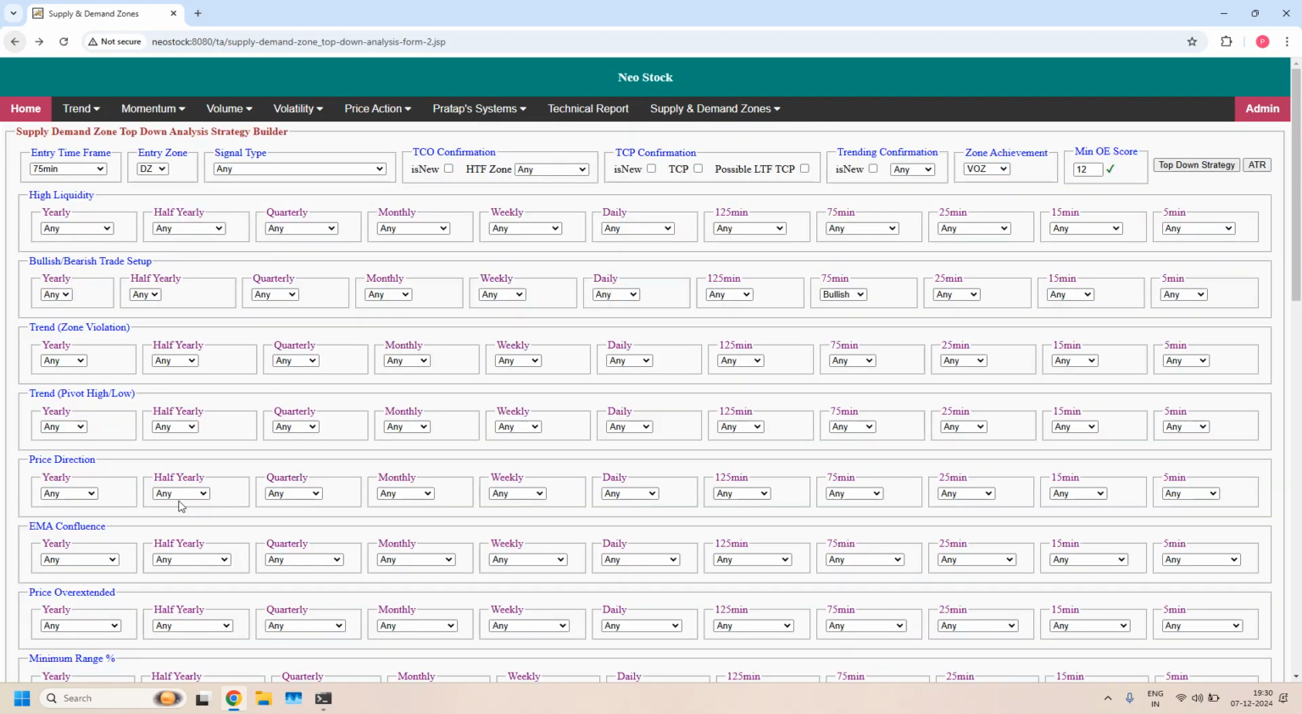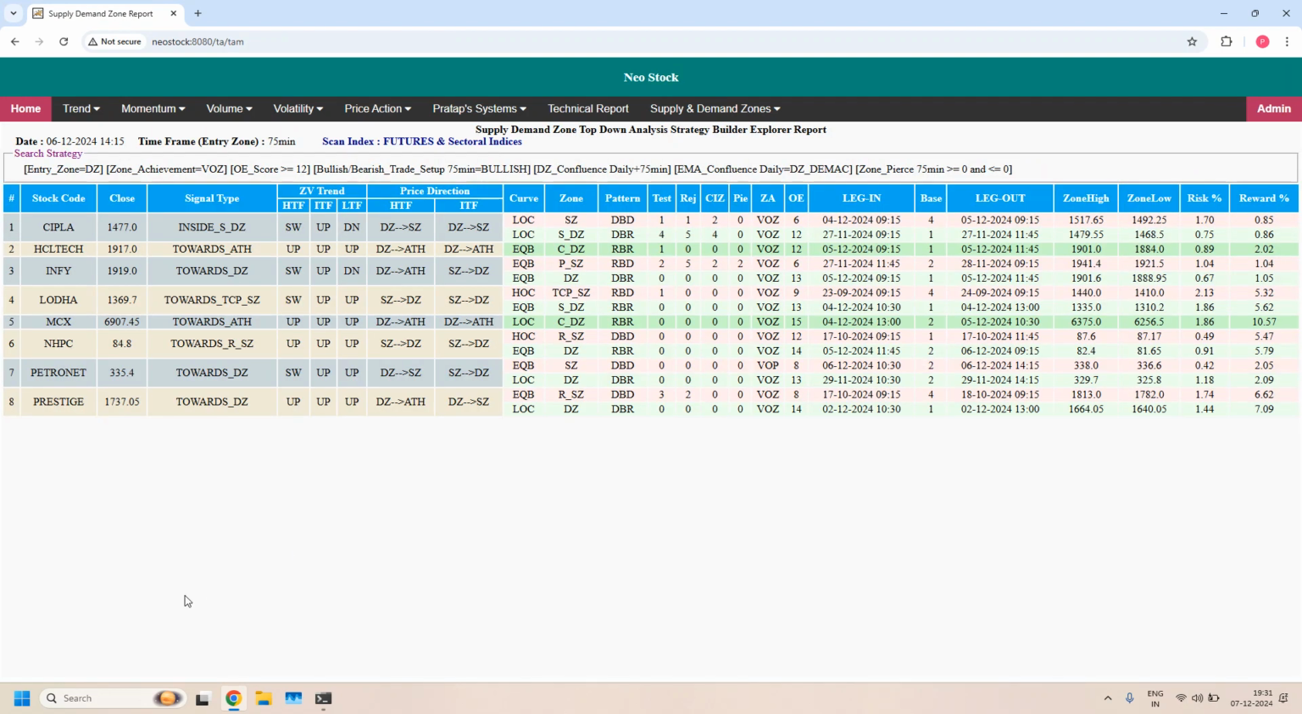Let's verify. In the EMA confluence at a daily time frame, for the daily demand zone having daily EMA confluence, with this filter we got 8 stocks. All these 8 are even more high probability trade setup supported stocks, because all these daily demand zones are having daily EMA confluence.